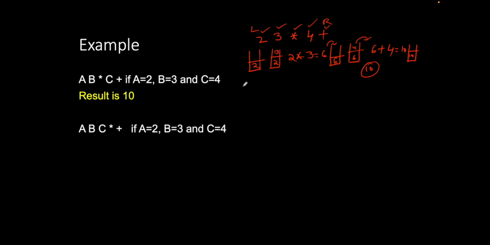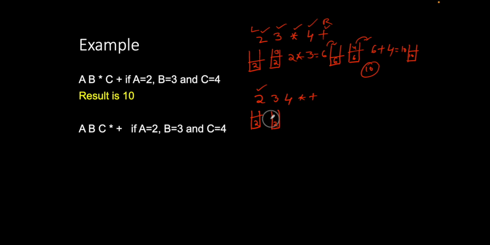Next one is we have A, B, C. We will substitute the values first of all. So A value is 2, so it is 2. Next we are going to take the B value. B value is 3, and next we take the C value, which is 4, and then we have a multiplication symbol, and then an addition symbol. So let us take a stack and we'll scan the elements from left to right. This is the first element. Since it is an operand value, we will insert it into the stack here.